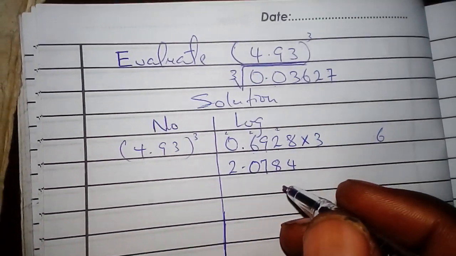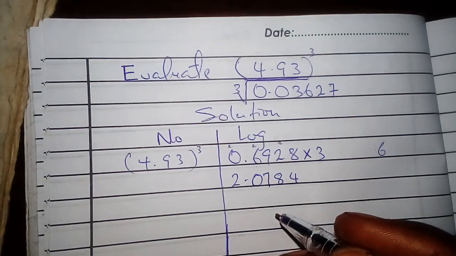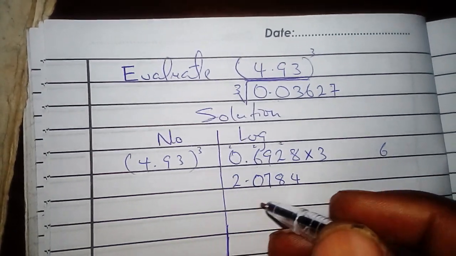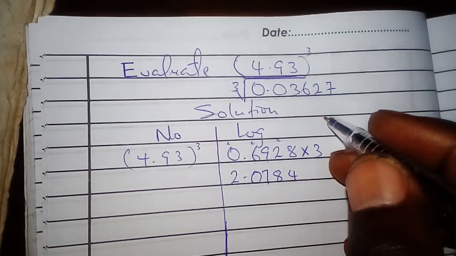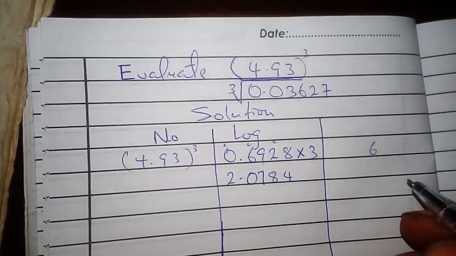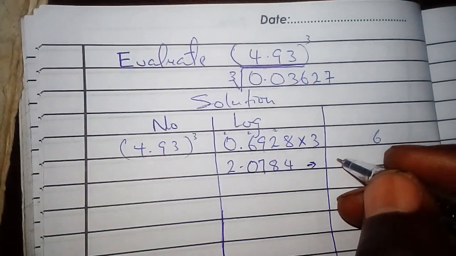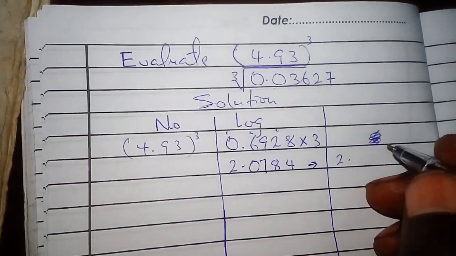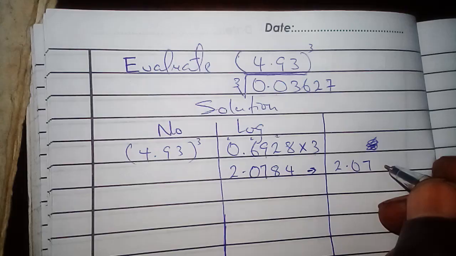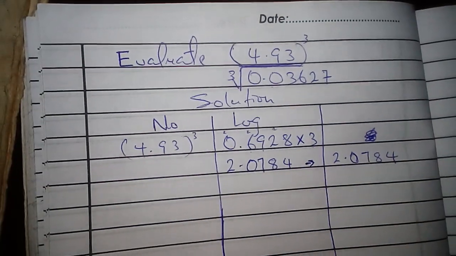Now, having done justice to the numerator, let's go down to our denominator. We are going to have a rule again, and we shift this answer for the numerator, which is 2.0784 here. So now let's go to the denominator.